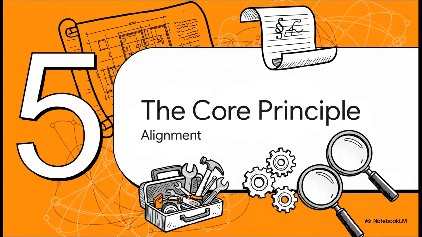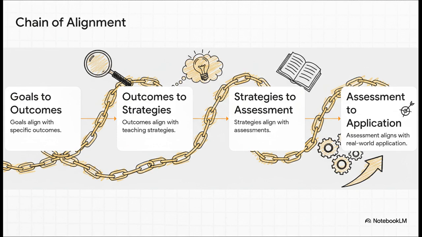Okay, so let's bring our whole review session together now. We've talked about the blueprint, the toolbox, the inspections, and the building code. Now, let's talk about the single most important principle that ties all of it together, and that principle is alignment. I want you to think of this as the golden thread that runs through everything you build. It's a really simple chain of logic that you should use to double-check all of your work.